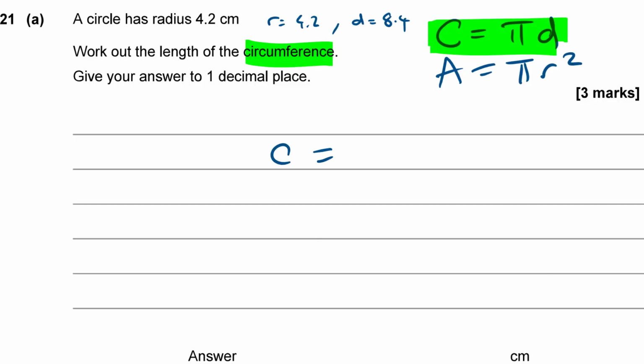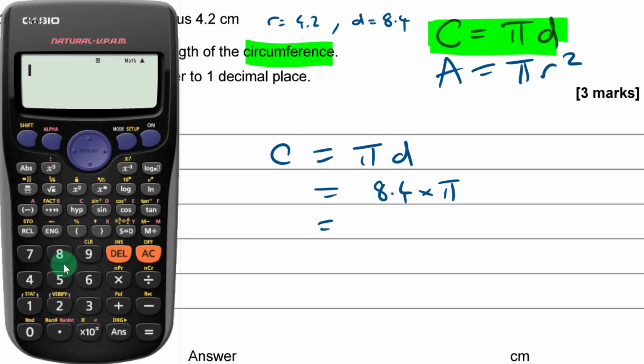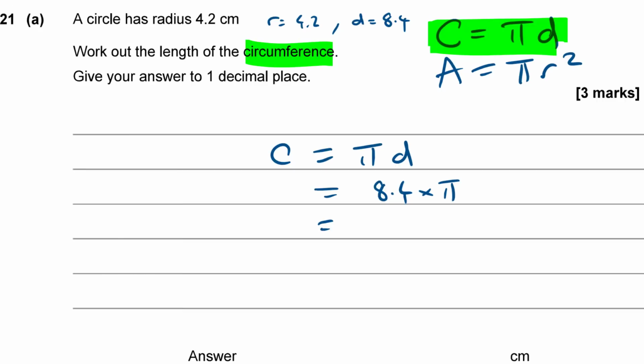So then I can use C equals pi d, which is 8.4 times pi, which on my calculator I can type in as 8.4 lots of pi, which is 26.4 to 1 decimal place. So I'm going to have to round it off to 1 dp, which is 26.4. Okay.